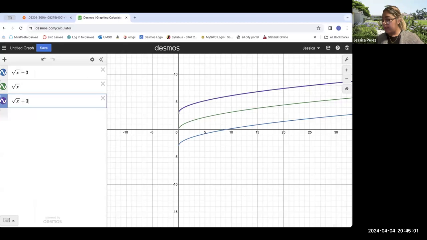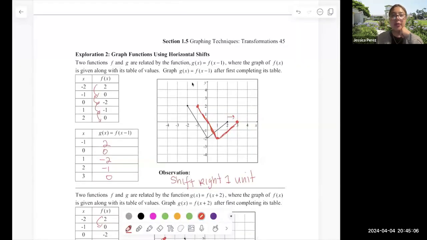So now what if we have a horizontal shift? I'll talk about that in a moment. Exploration number 2, this is the other type of transformation. Two functions f and g are related by g of x equals f of x minus 1. This x minus 1 means it's a horizontal shift to the right.